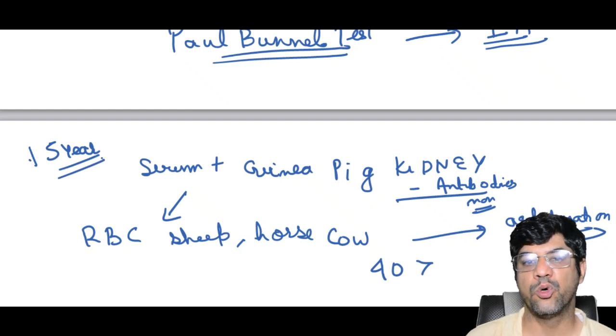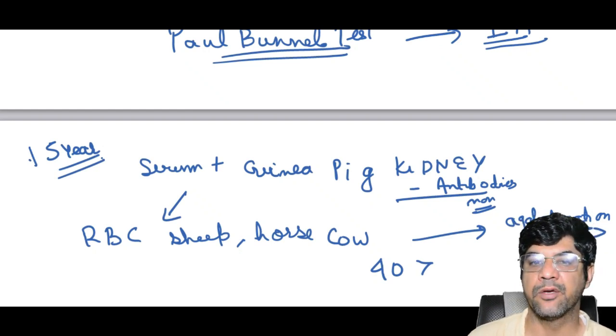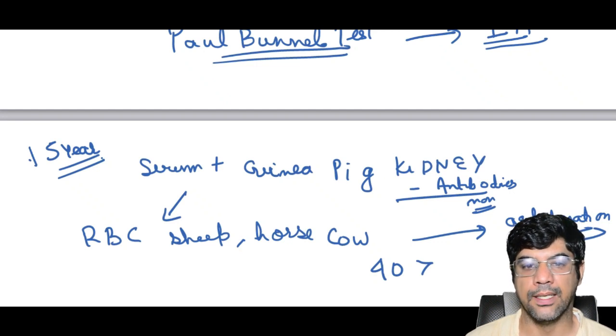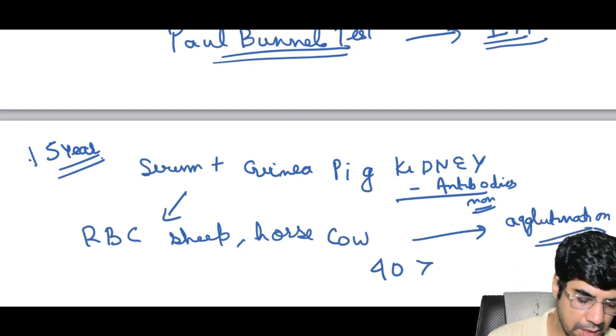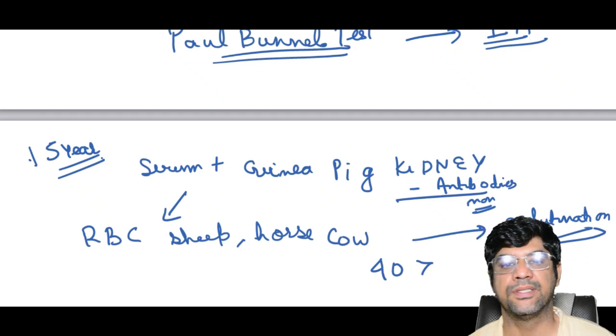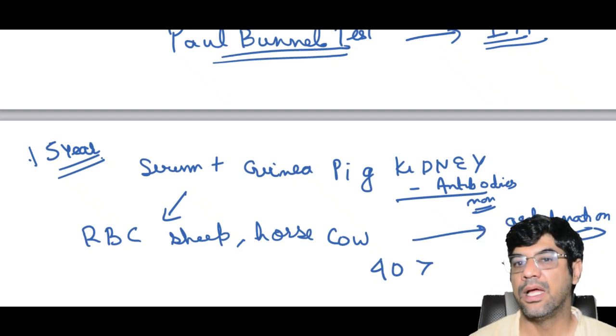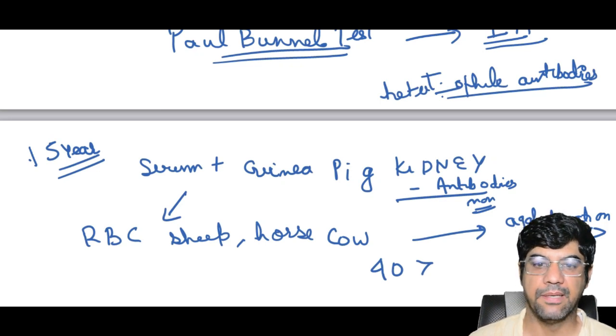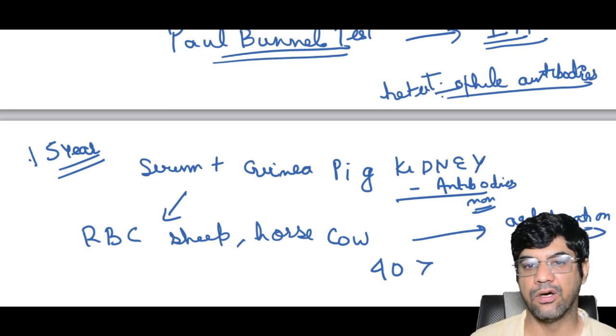The Monospot test is a newer, more sensitive and quicker alternative to the Paul Bunnell test. So in summary, the Paul Bunnell test determines the heterophile antibody in the patient serum by observing the agglutination of red blood cells from certain animals.